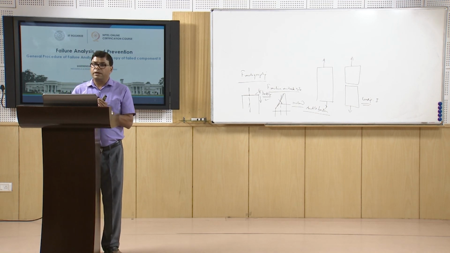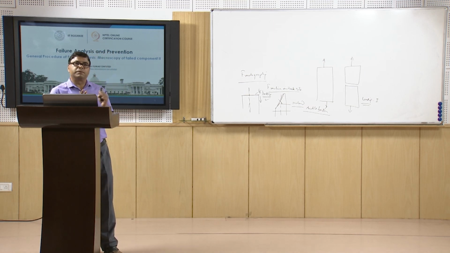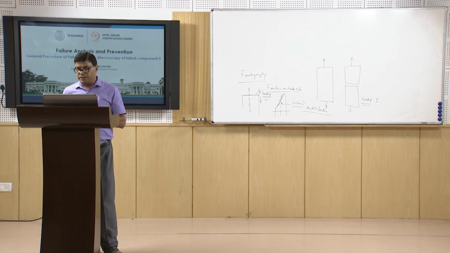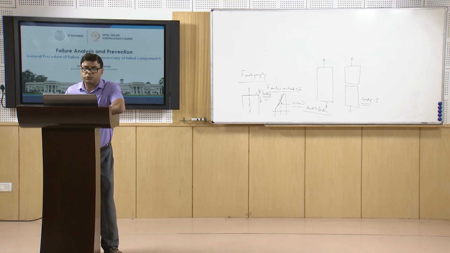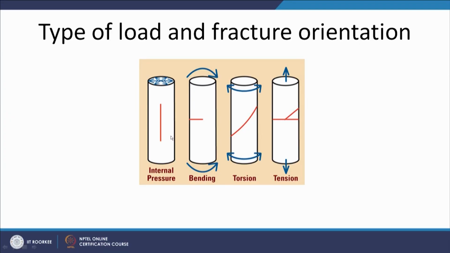Now, the fracture surface orientation also varies depending upon the type of load, and it can vary significantly. For example, here it shows that when there is internal pressure, the fracture will be longitudinal, and that is indicated through this red line. When there is a bending type of load, there will be a circumferential fracture, meaning the orientation of the fracture surface will be circumferential.